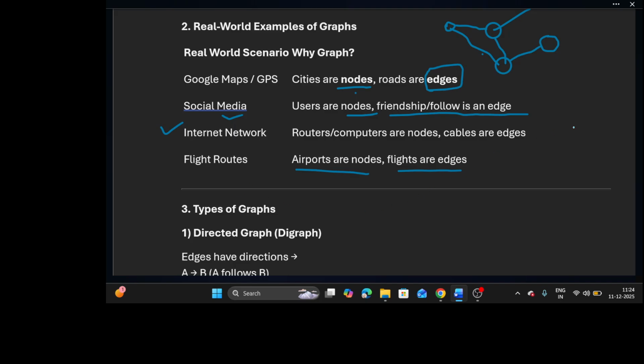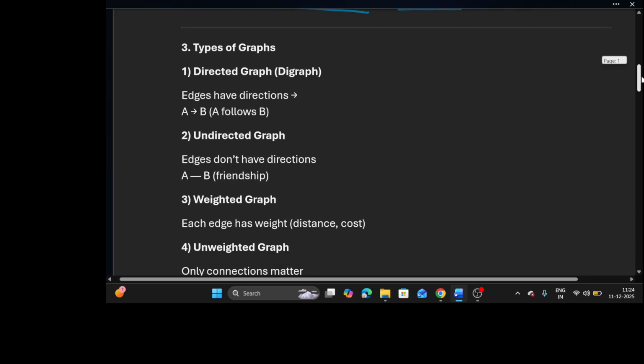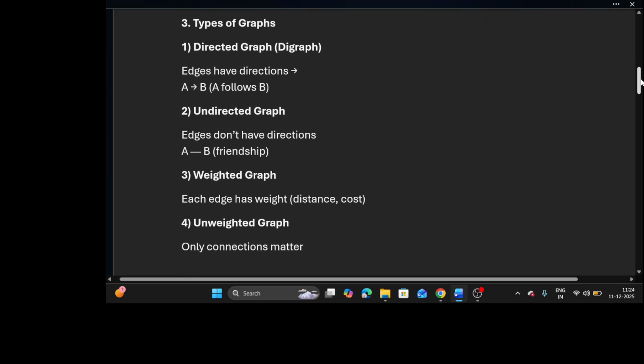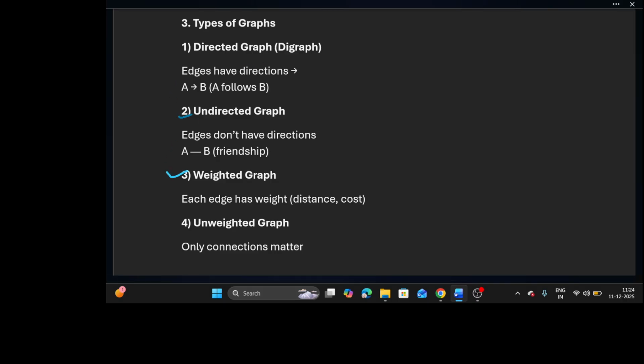Okay. Next is basic graph elements, means types of graphs. There are four types of graph. First one is a directed graph. Second one is an undirected graph. Third one weighted, and the fourth one is an unweighted graph. In a directed graph, edges have directions. Suppose here is one node, second node, third node, fourth node. These are connected to each other like this.